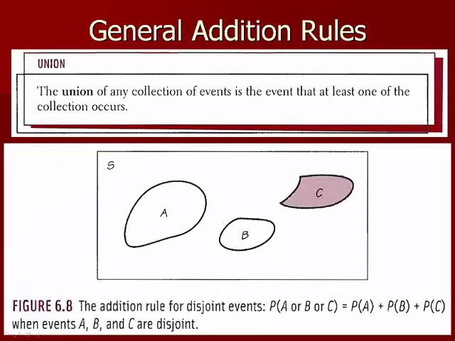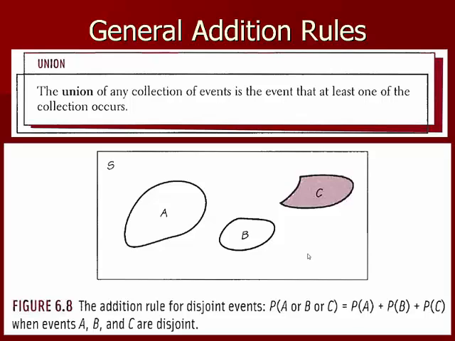Now, the union of any collection of events is the event that at least one of the collection occurs. So if we look at this figure that we have on the screen, we have A, B, and C. All of A, B, and C are disjoint. There is no overlap. And notice that we still have the sample space out here. So this is our universe space, and that's any of the probability that is left over when we add all 3 of these up. Now, for the probability that A or B or C occurs, A and B can occur, but not C, or A and C can occur. So any 2 of them can occur, or any 1 of them can occur.